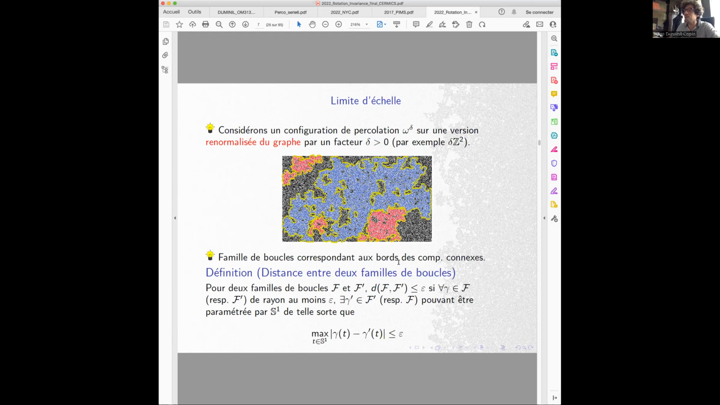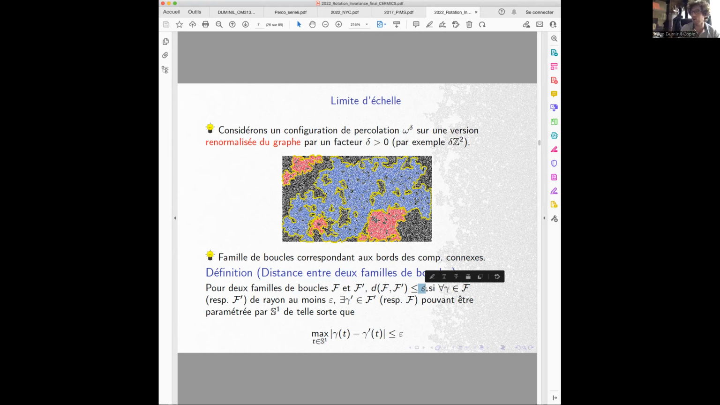In order to be fully rigorous, when I speak of a convergence of a family of random loops, I need to give you a topology on the family of loops so that you can speak of convergence in law. So I'm going to define a distance. The distance between 2 families of loops, F and F prime, is going to be smaller than epsilon if, whatever the loop in the first family which has a radius at least epsilon, there exists a loop in the second family which is close to this first loop.